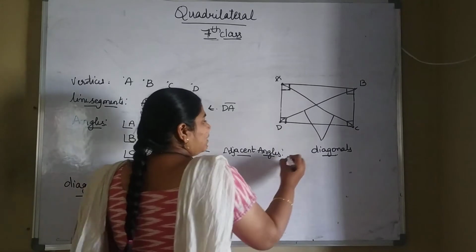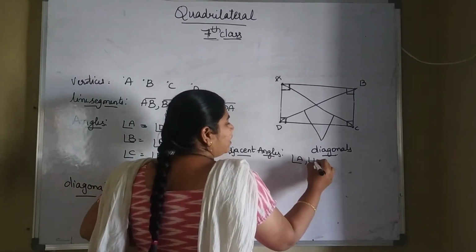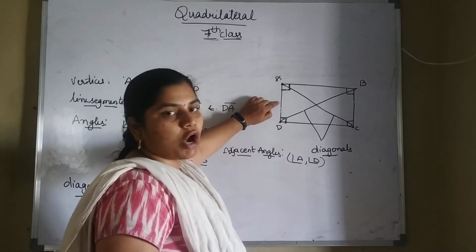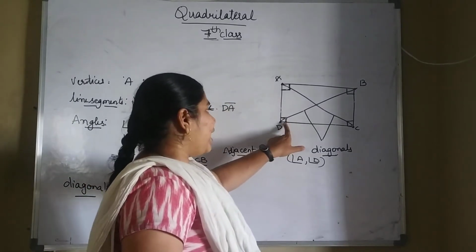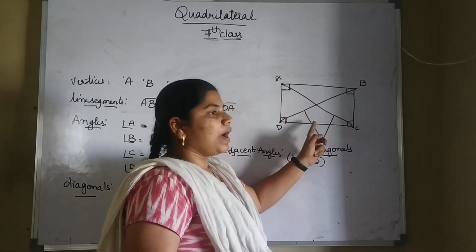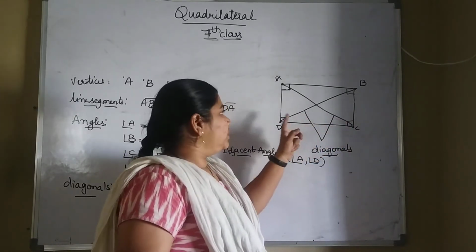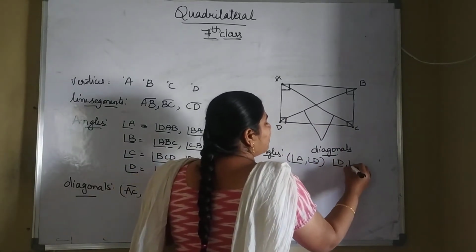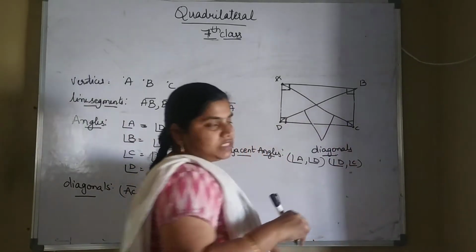What are adjacent angles? Angle A and angle D are adjacent angles because they have only one common side. In the same way, angle D and angle C are connected with one common side. So these two are also adjacent angles. You can write angle D, angle C are also adjacent angles.